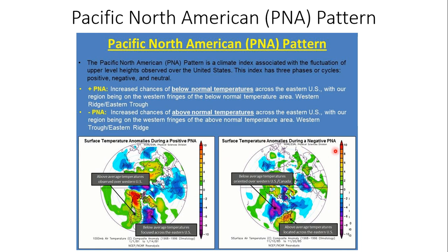With a negative PNA, the pattern flip-flops to where we get an upper level trough across the western US and western Canada, cool and unsettled conditions in that area, and then we get this upper level ridge over the southern US and in the mid-Atlantic with above normal temperatures.